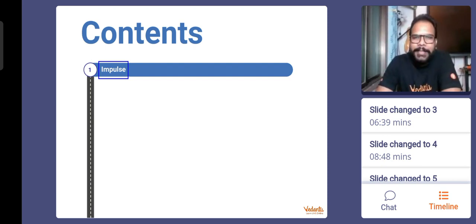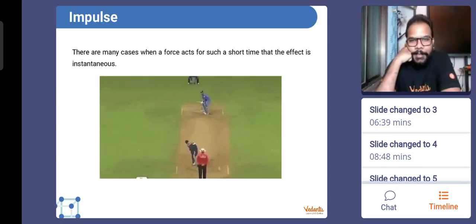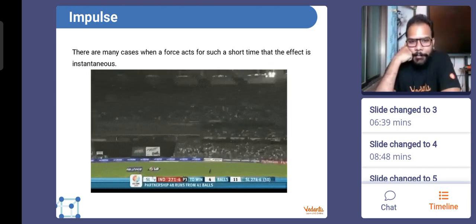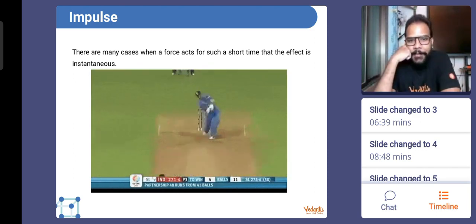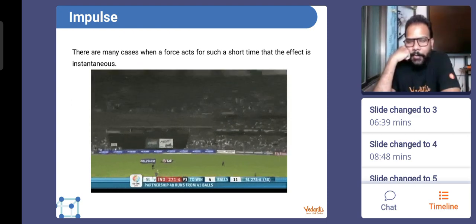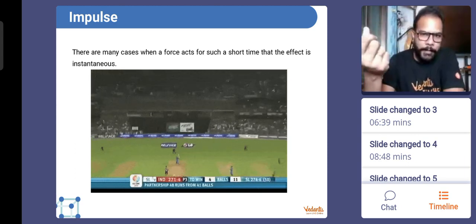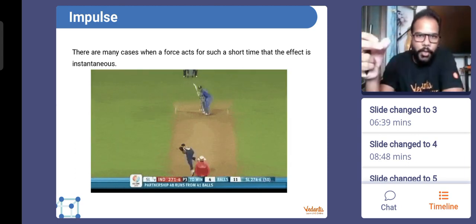So let's first understand what exactly impulse is once again. This iconic shot everyone remembers, 2011, right everyone? This is Wankhede Stadium in Mumbai, but this is not where I want your attention. This is basically the event that you have to look at. Many times when the force is acting for a very short duration of time, the effect is actually instantaneous. So within an instant, the direction in which the ball was going is changed.